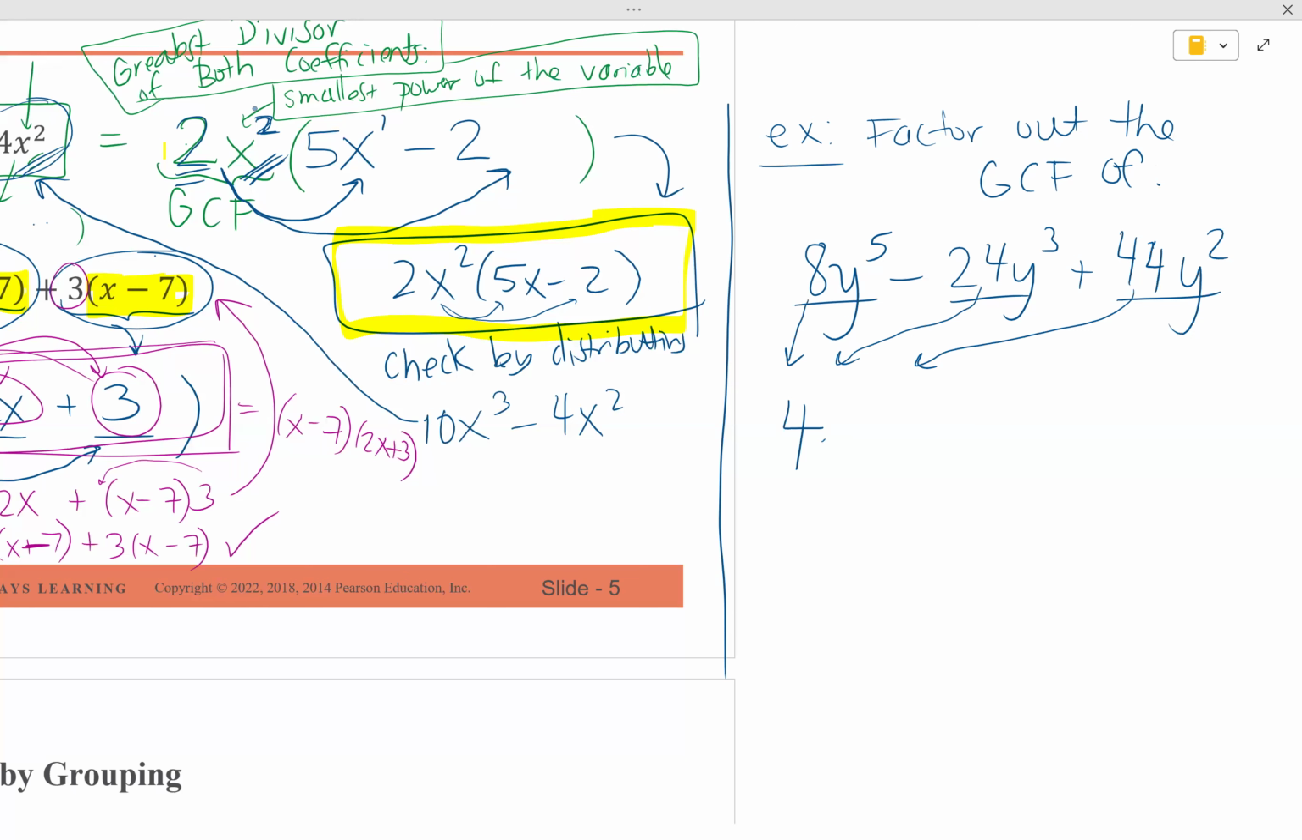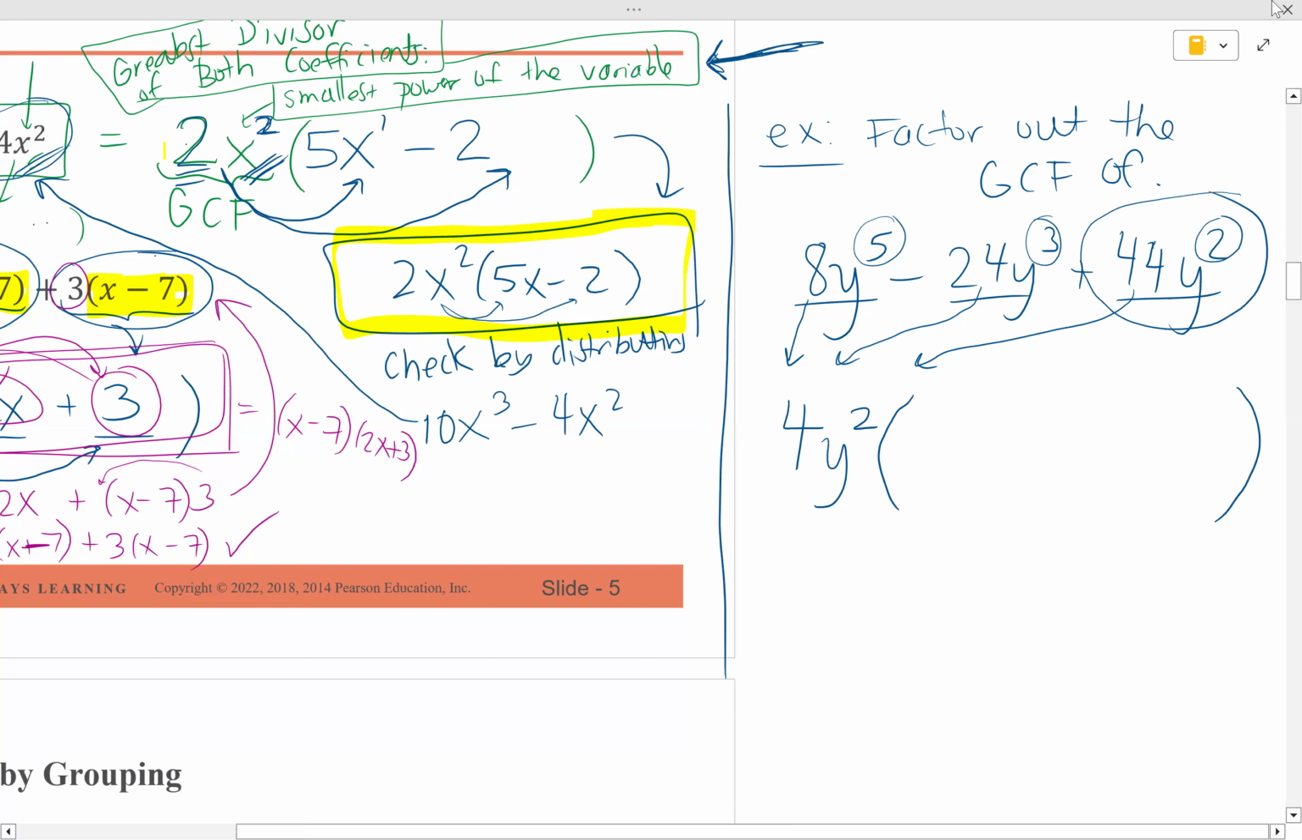And then I should be able to take some number of variables, but like we mentioned up here, you have to take the smallest power you see. I see a 5th power, a 3rd power, and a 2nd power. I can't take more than 2 because this last term only has 2 to spare. I can't take more than 2. He doesn't even have more than 2. So that's as much as I can take out.